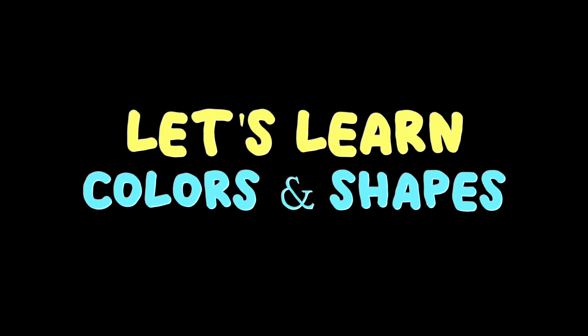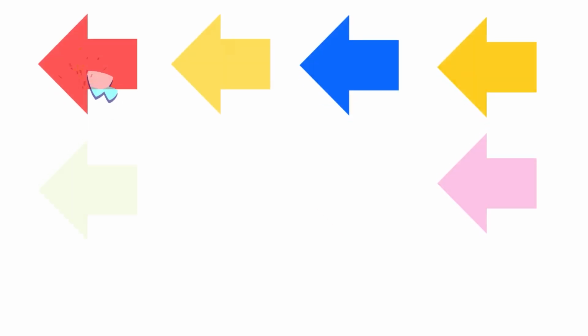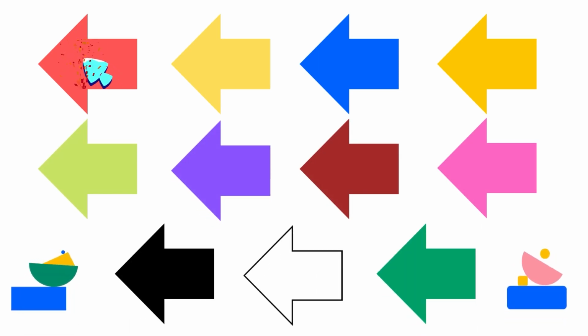Let's learn colors and shapes. Red color. Red color. R is for red color.